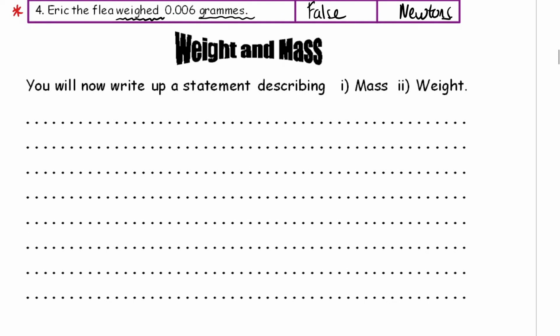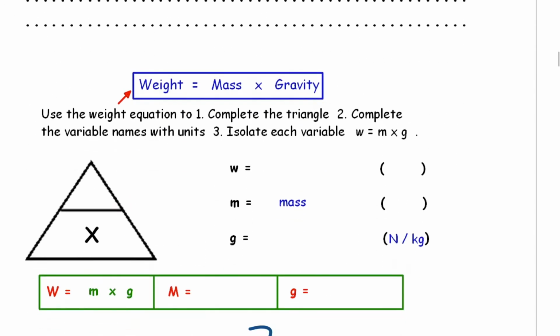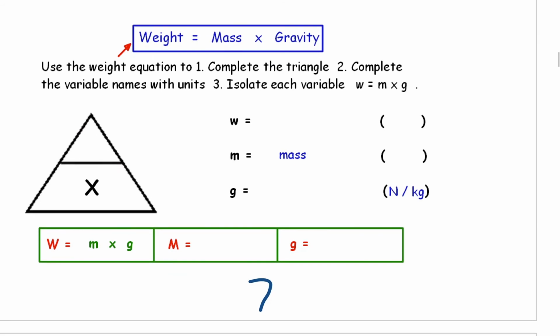The next part is for you to do. You now need to write up a statement describing what mass is, and then a statement describing what weight is. A few little tips. Think about units. You could give an example. You can go back through this video, look through the booklet, or do a bit of research to help. Pause the video and complete. When completed, move down to the bottom of page 7.